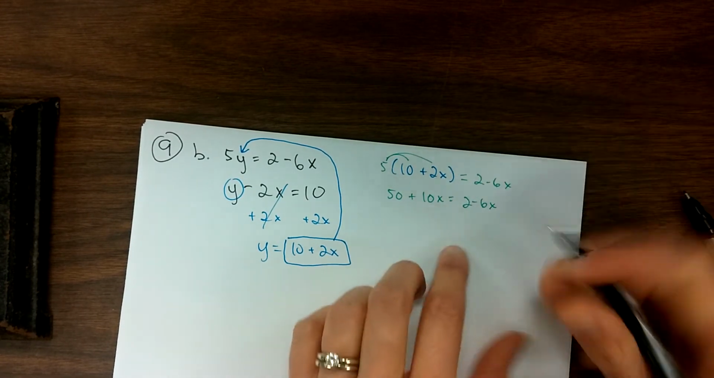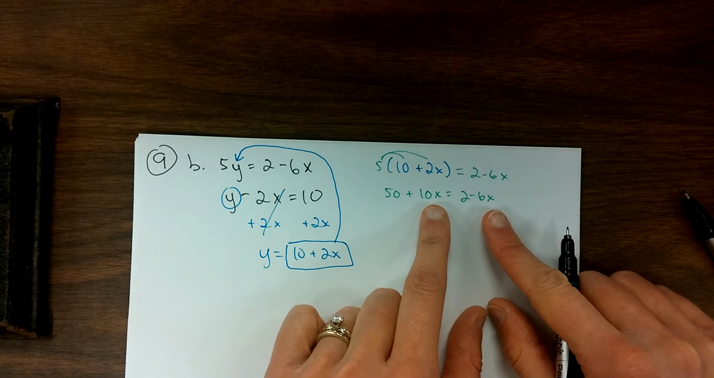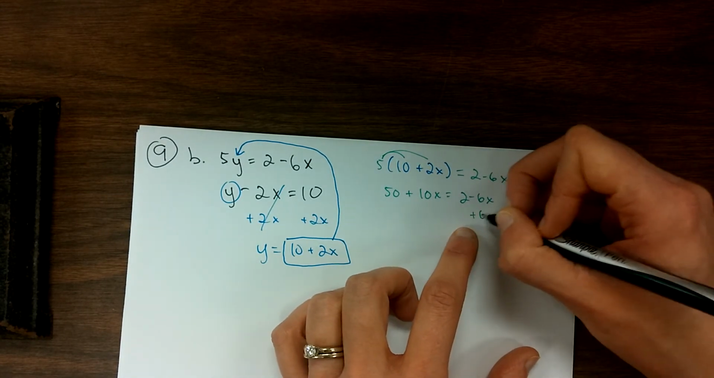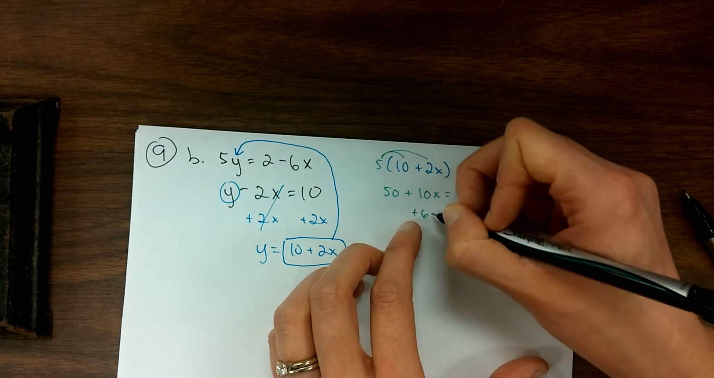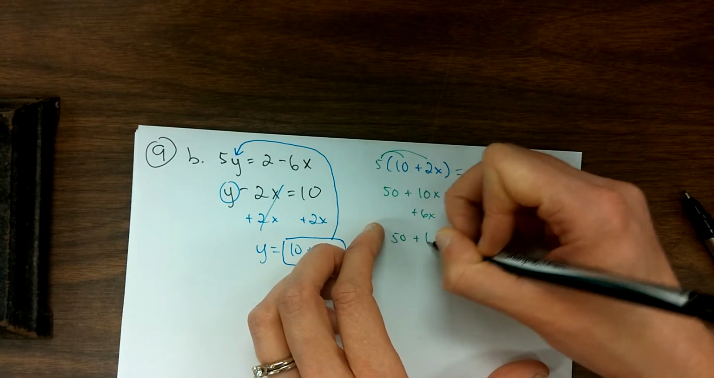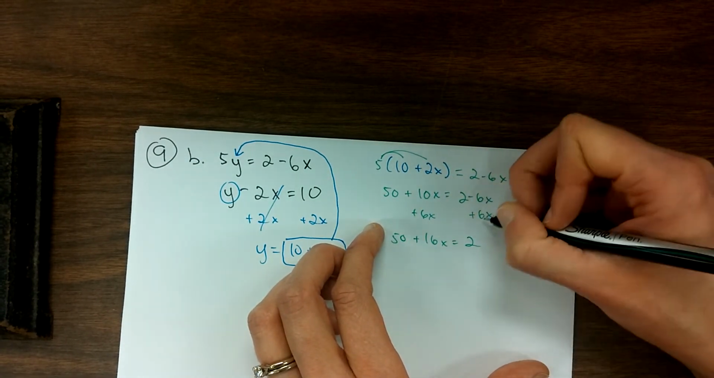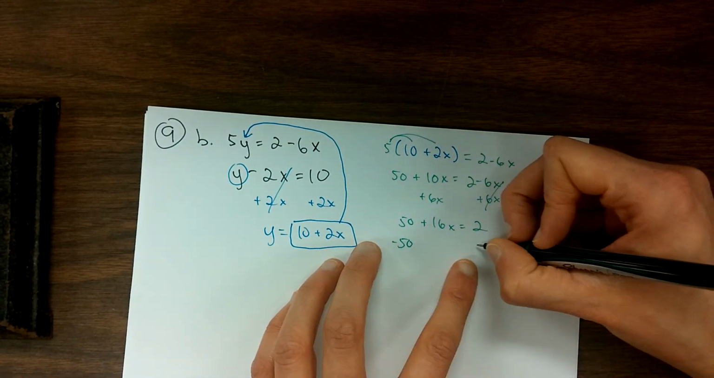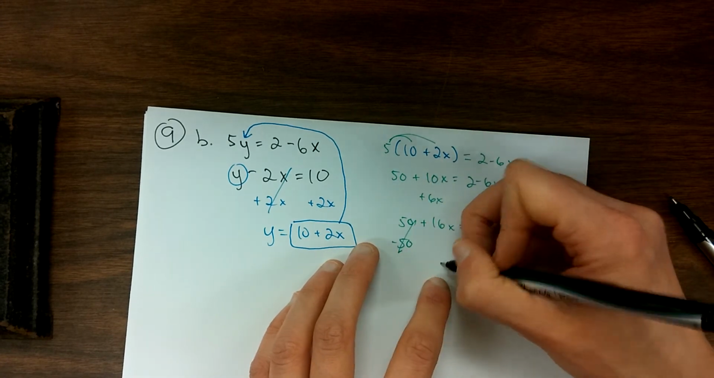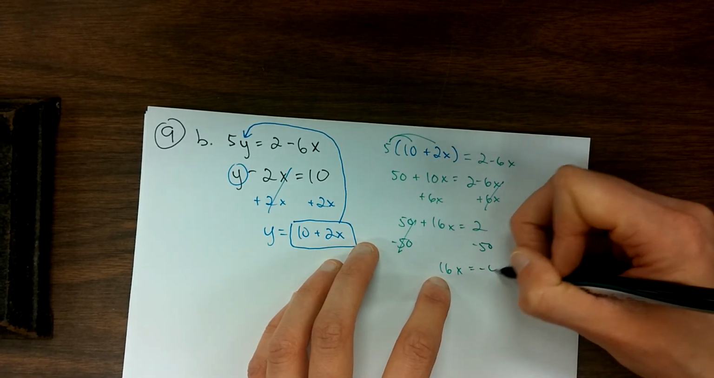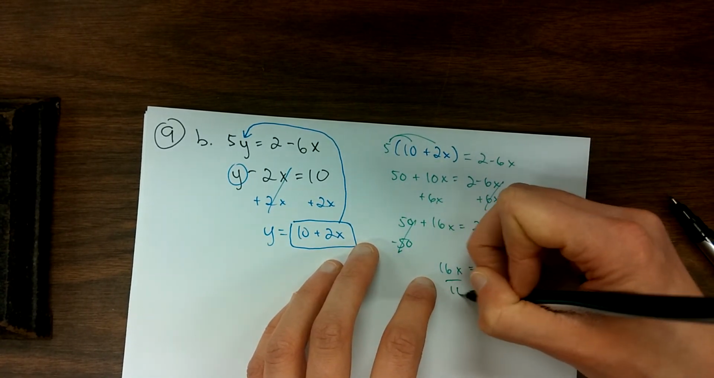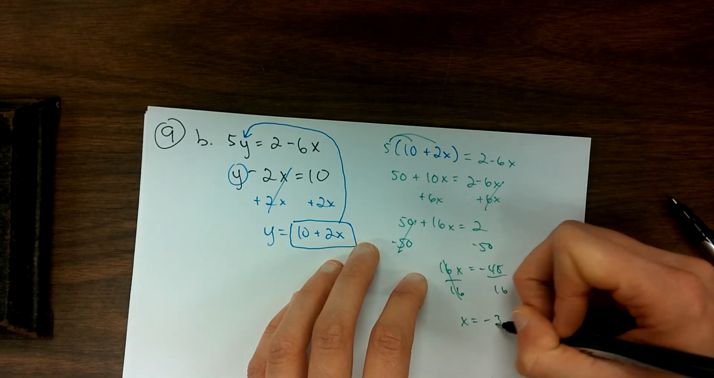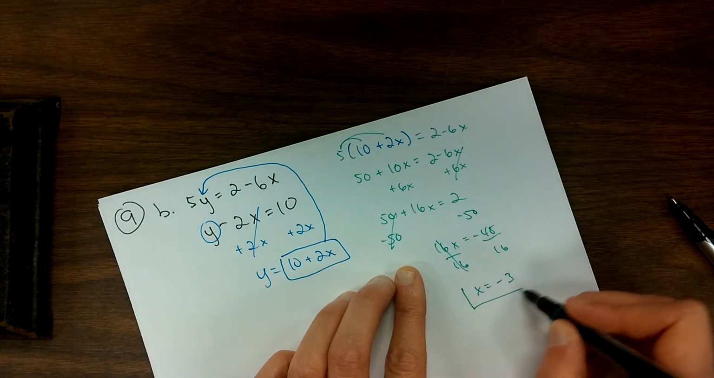And then I have x terms on both sides, which I really don't want. So I'm going to make this minus 6x cancel out by adding 6x to each side. And then I just want to try to get x by itself. So I'm going to subtract the 50 to get rid of that, and then divide by the 16, which gives me that x is negative 3.